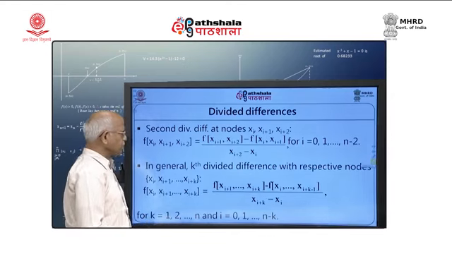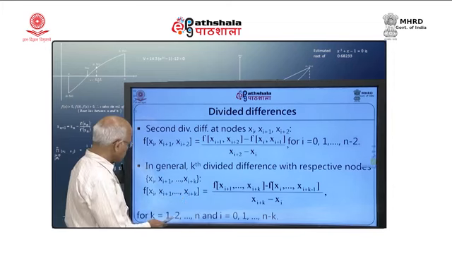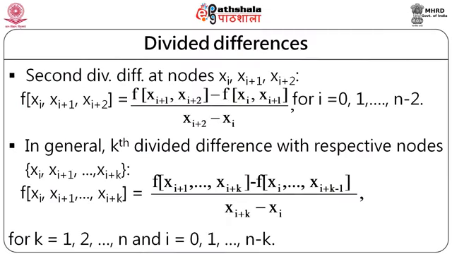In general, the kth divided difference with respective nodes x_i up to x_{i+k}. So there will be k plus 1 nodes here, and we will be considering f[x_i, ..., x_{i+k}]. This is the notation for the kth divided difference, and that is obtained in terms of the (k minus 1)th divided difference, because there will be k nodes here, x_{i+1} to x_{i+k}.